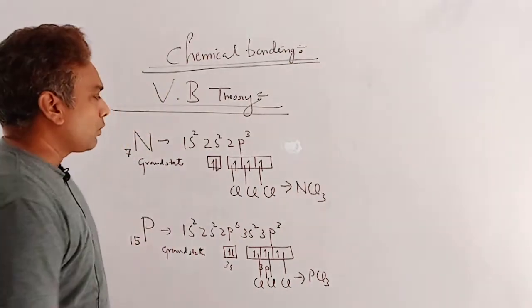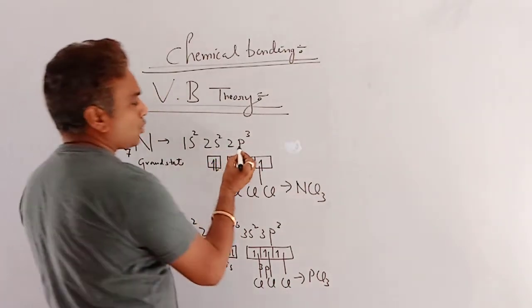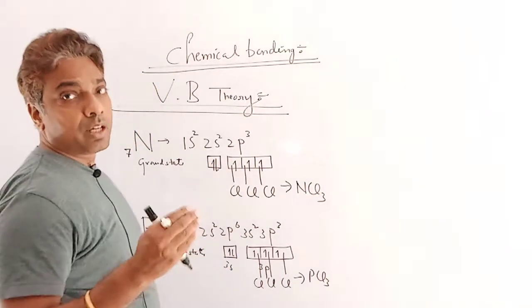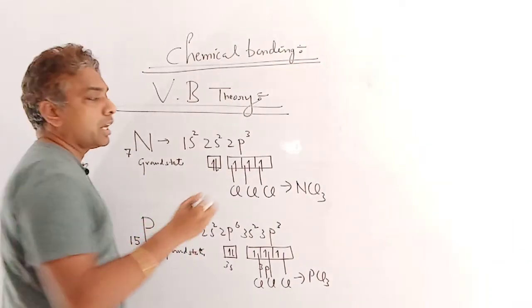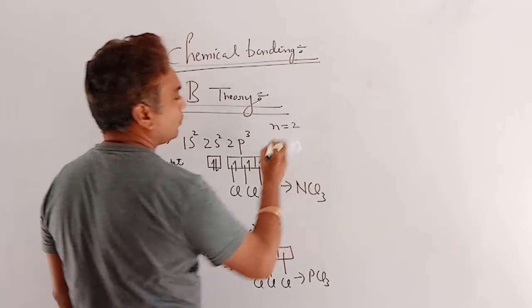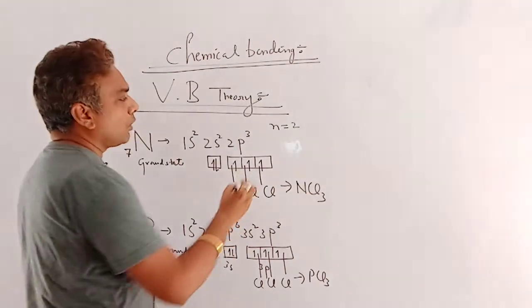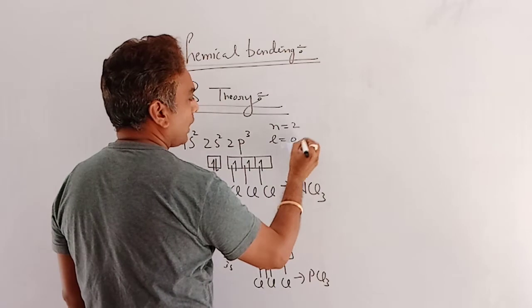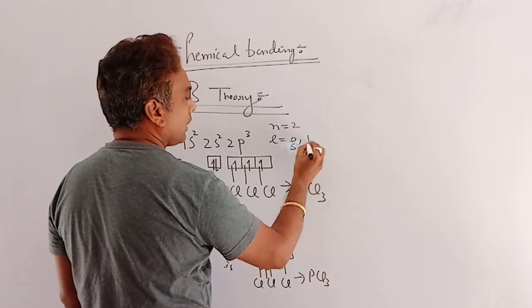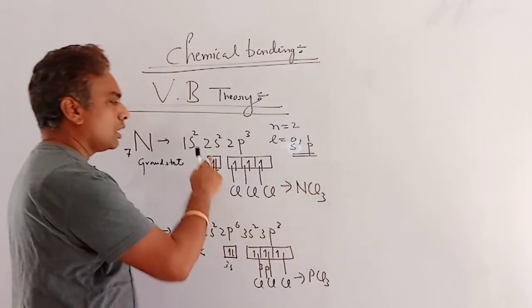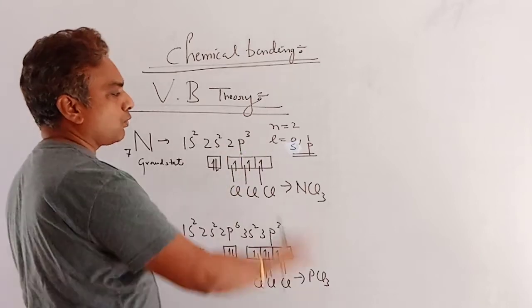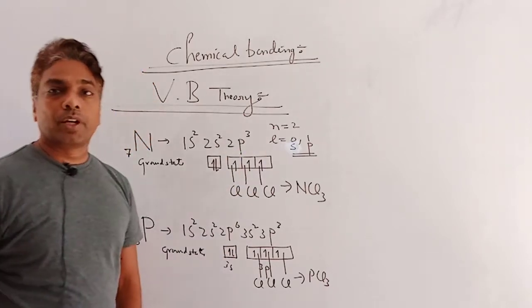In case of nitrogen, here is 2s as well as 2p. It means the second shell is the outermost shell, and if n is equal to 2, principal quantum number is 2, then the possible values of l are 0 as well as 1. So we have s as well as p only. We have two subshells, s and p. No further subshells are vacant.